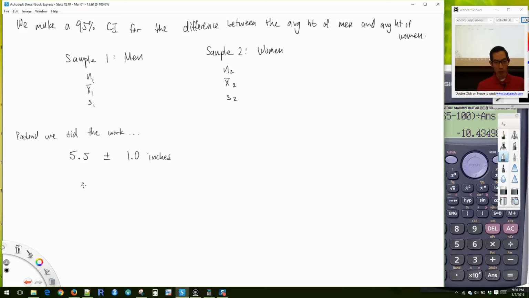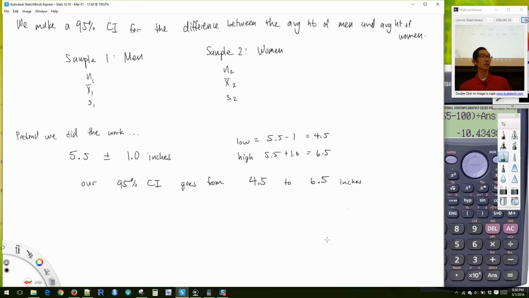Okay, so our 95% confidence interval goes from where? What's our low end? 4.5 to 6.5. All right, everybody else okay with that? Right, so the low will be 5.5 minus 1, which gives me 4.5, and on the high end we get 5.5 plus 1.0, which is 6.5. Okay, so this is how we got our confidence interval.